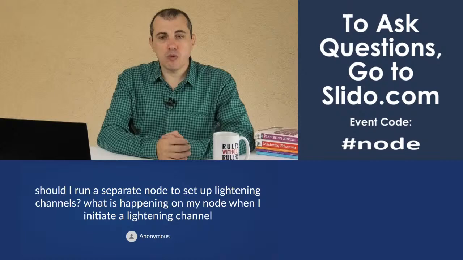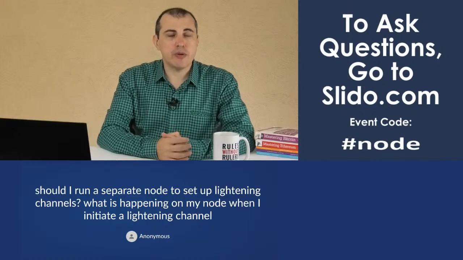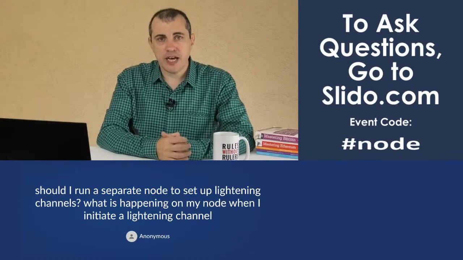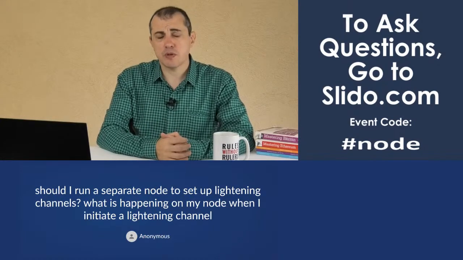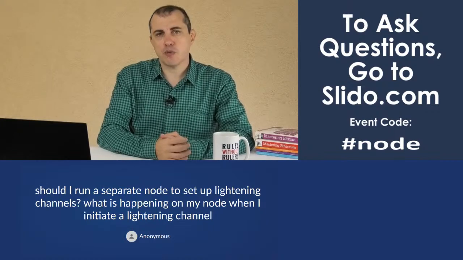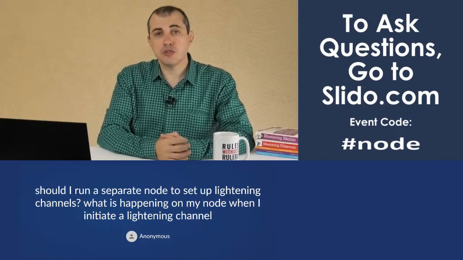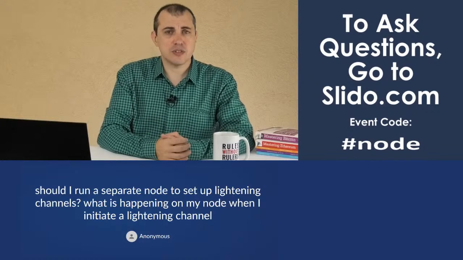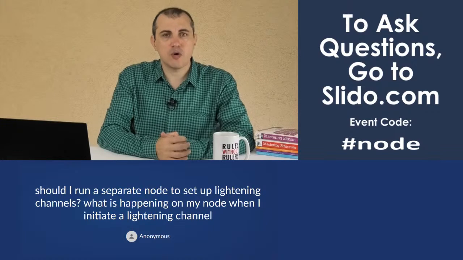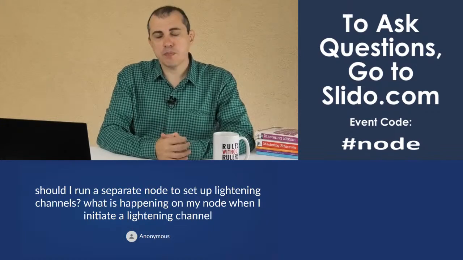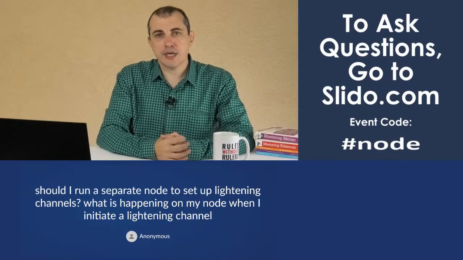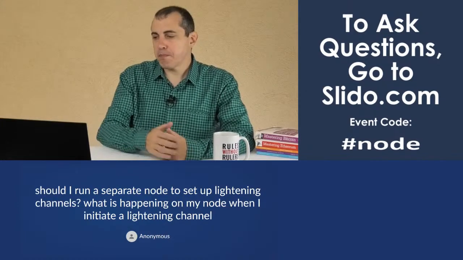And so what is happening on your node when you initiate a Lightning channel? It's creating a transaction. And that transaction is broadcast to the Bitcoin blockchain. It takes 6 confirmations before it's trusted by the 2 channel partners. And once that's done, you can do thousands and thousands and thousands of Lightning payments back and forth on that channel, or even forward other people's payments over that channel with your Lightning node without making another transaction on the Bitcoin network.